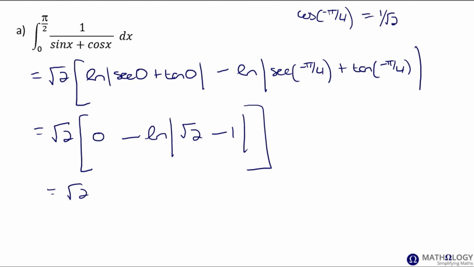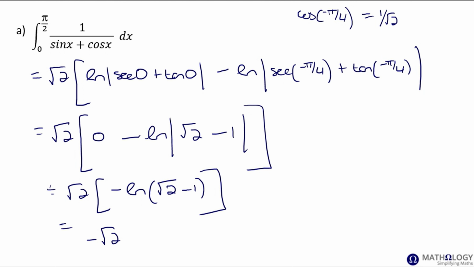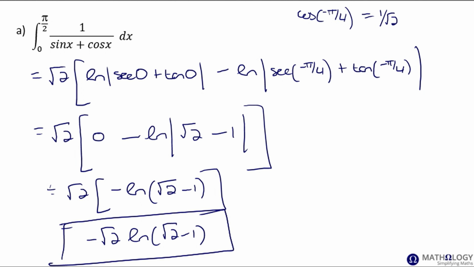So that will equal root 2 times minus ln, and root 2 minus 1 is a positive number, so we don't need the absolute value signs. Absolute value brackets, so root 2 minus 1 with round brackets. And I'm just going to clean this up by taking the minus outside. So it's minus root 2 ln root 2 minus 1, and that is the final answer.